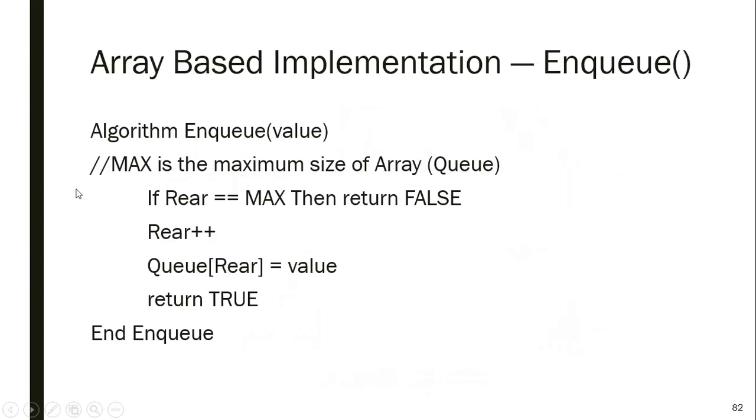Now in array based implementation, you have an array whose maximum size is max. If you want to enqueue, meaning insert something at the rear end, first you have to check whether rear is equal to this maximum or not. If there is no room for a new value, if the queue is already filled, then you will return false. Otherwise, it will move to the next statement. It will increment the index or position and update it, and it will return true.